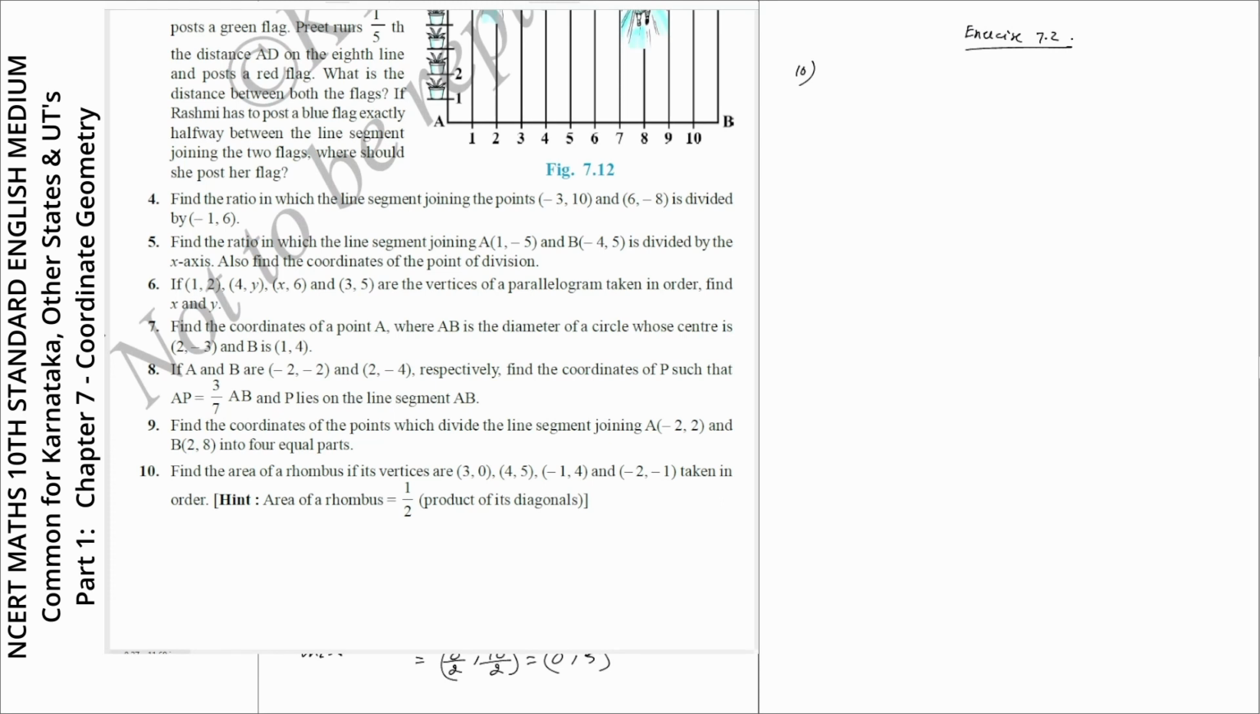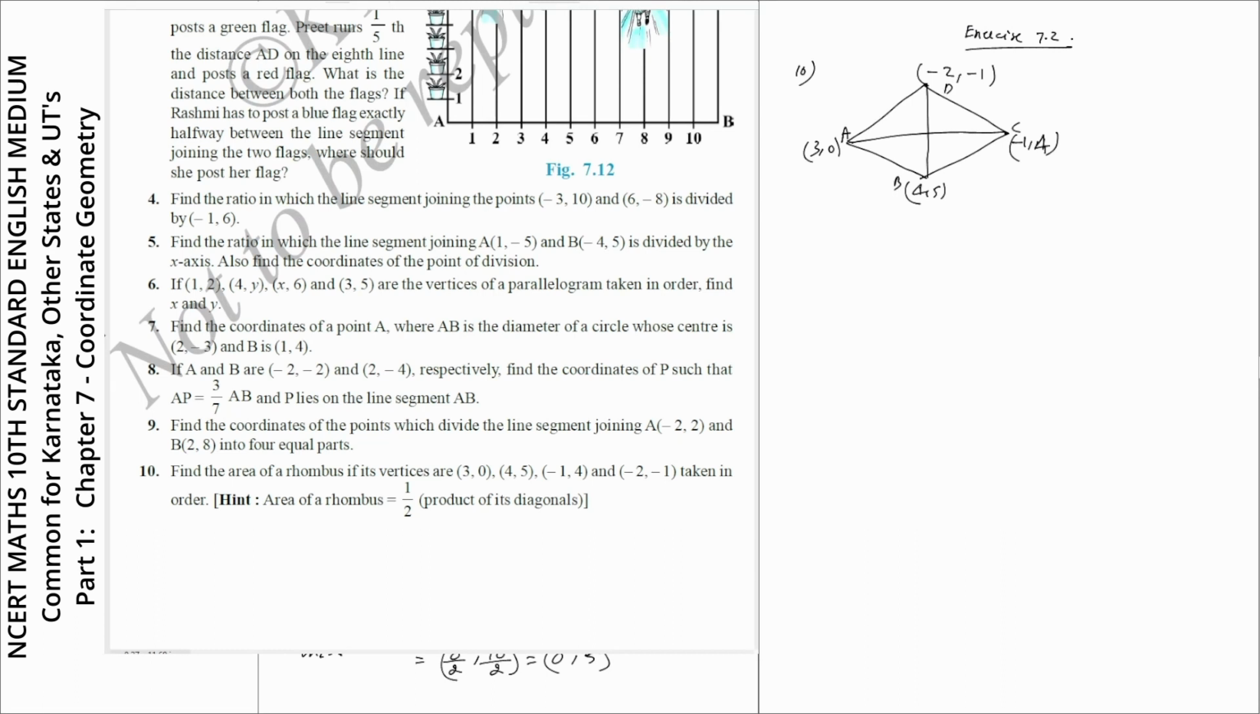So let the points of the rhombus be like this. Let the points be 3, 0, 4, 5 and minus 1, 4 and minus 2, minus 1. Now I'll join the vertices like this so that I'll get a diagonal. So let this be A, B, C and D.